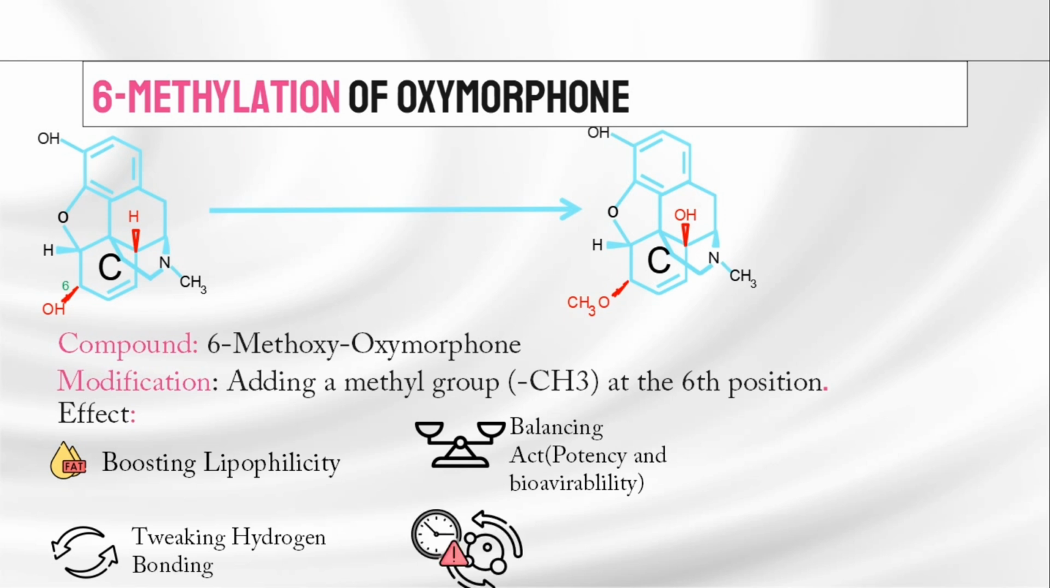4. Metabolic stability, sticking around longer. The methoxy group can also affect how the drug is metabolized. Enzymatic resistance: it can make the molecule more resistant to metabolism by enzymes that typically modify opioids, like glucuronidation processes.